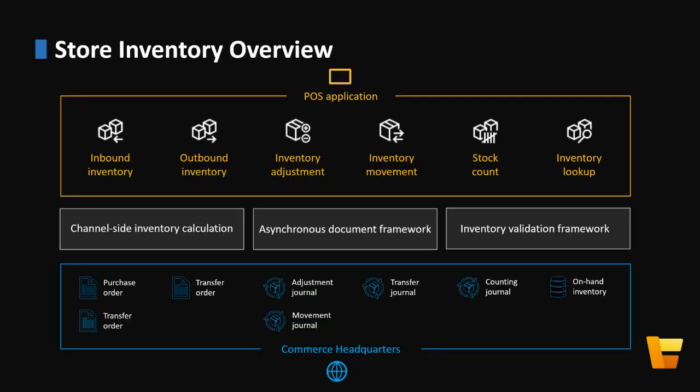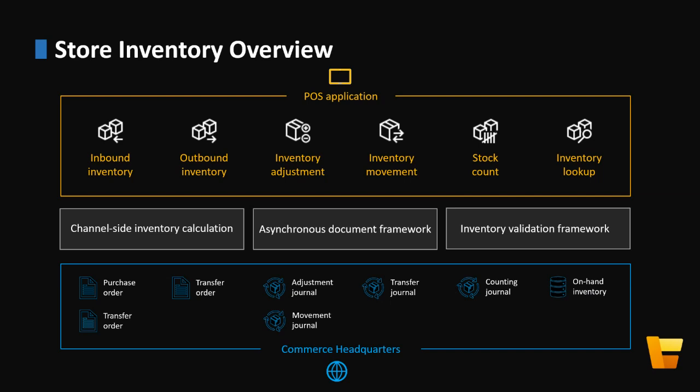This picture illustrates the all-up inventory operation landscape in our point-of-sale application. We are providing the basic set of core capabilities that aims to meet the use cases of the majority of our customers for store inventory management. We want to give them a single application that can best handle the variety of in-store inventory business processes. As you can see in the scope, we provide 6 operations: inbound, outbound, adjustment, movement, counting, and lookup.